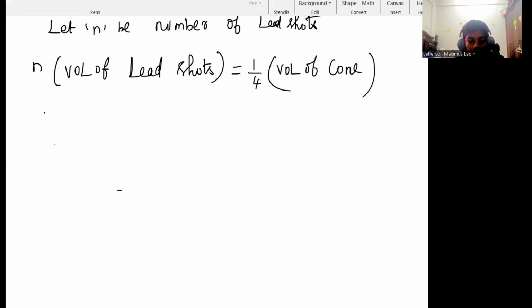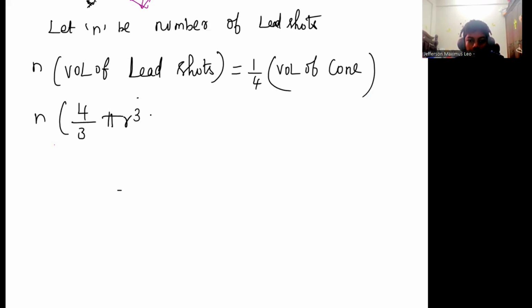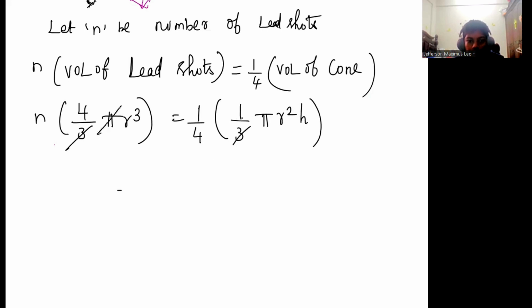So n times the volume of lead shot is 4/3 pi r cube. Here it is 1/4. The volume of the cone is 1/3. இந்த 1/3 நான் மிஸ் பண்ணியிருந்தேன். Pi r square h. Doubt இல்லப்பா? Now this 3 cut பண்ணிக்கலாம். இந்த pi cut பண்ணலாம். Now n. Here 4. R cube for lead shot is 0.5. We can write 5/10 and 5/10 and 5/10.